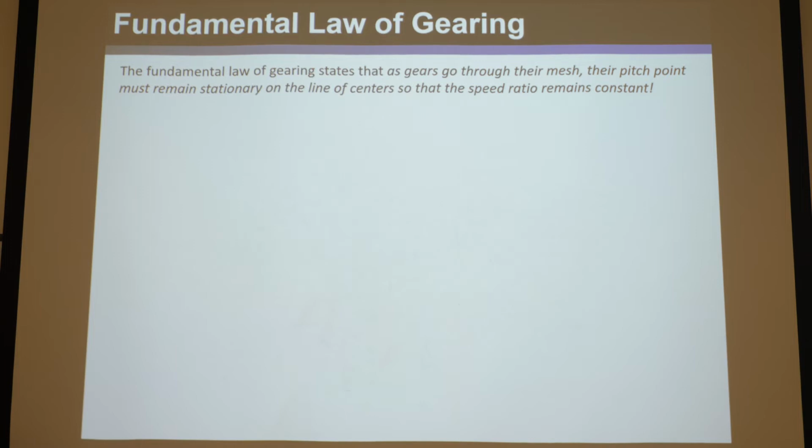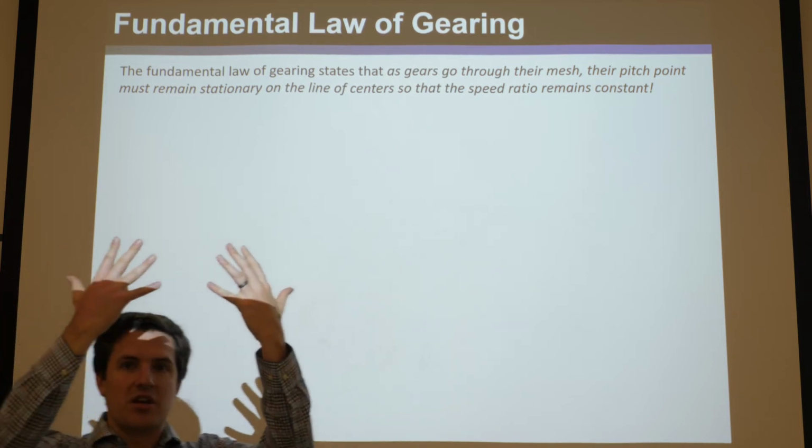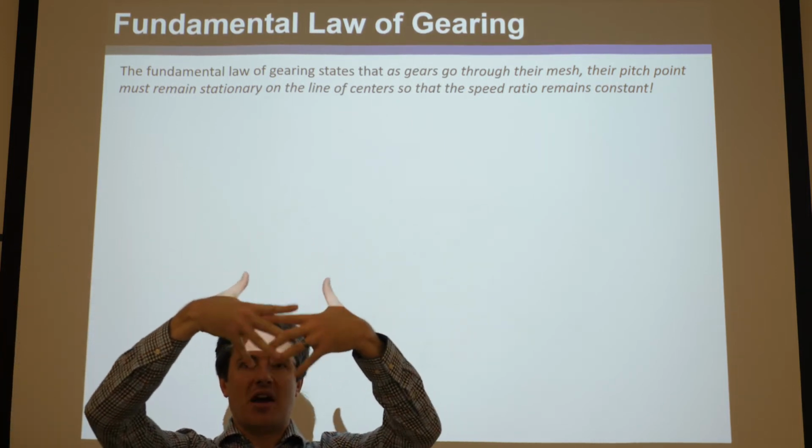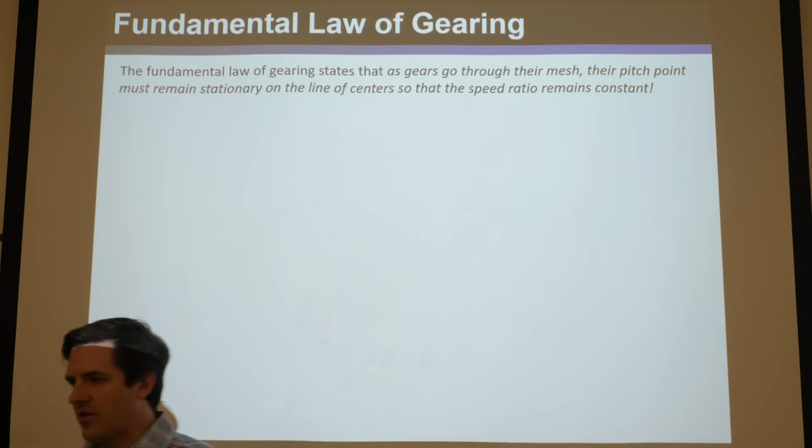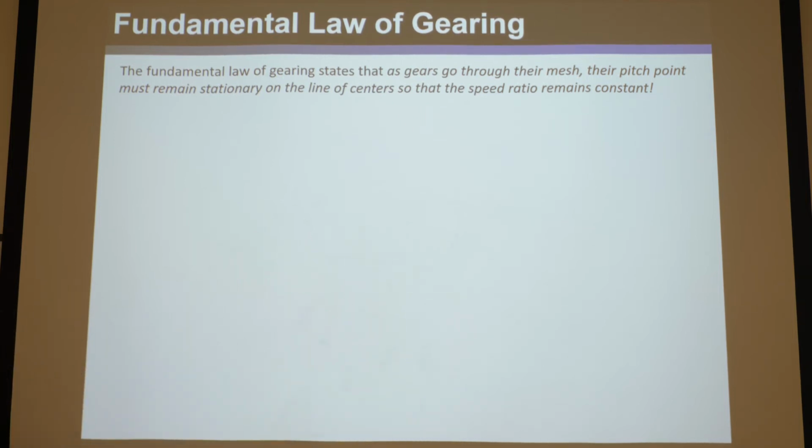So the fundamental law of gearing states that as gears are going through their mesh, or as gears are conjugate, and by the way, going through their mesh means here's their mesh, they're going through their teeth, their pitch point must remain stationary on the line of centers so that the speed ratio remains constant. If gears do that, that's when they're conjugate. That's another term that you can memorize.